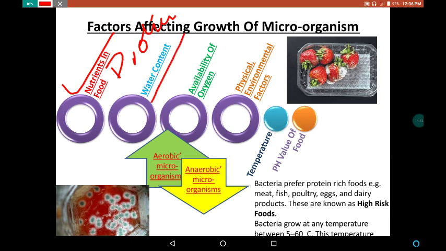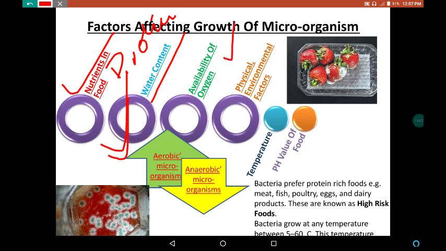Another factor is water content. Microorganisms require a lot of water for their growth. So fruits or vegetables or any other food material which have more water content are susceptible to development of microorganisms.